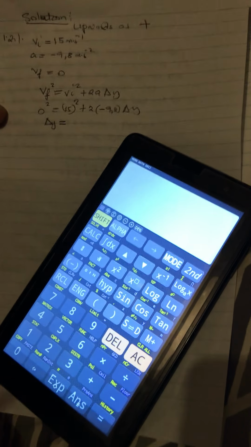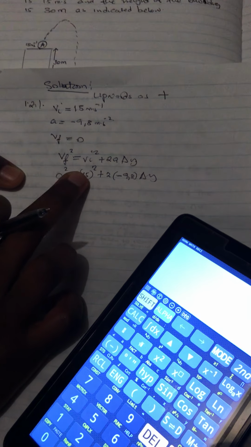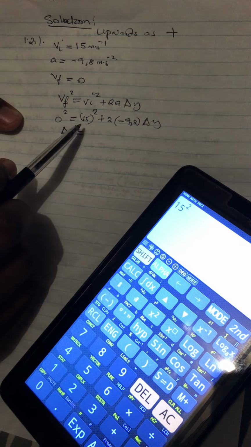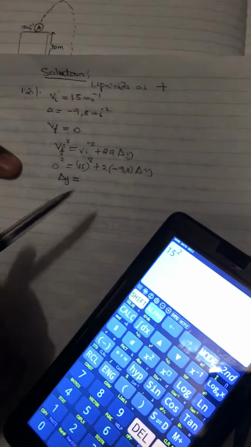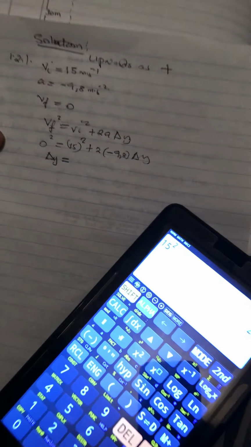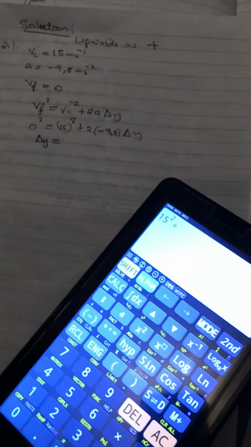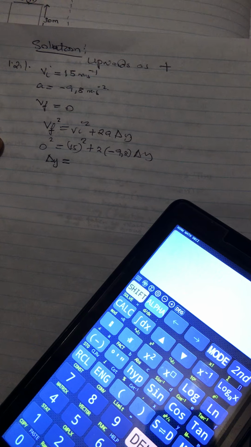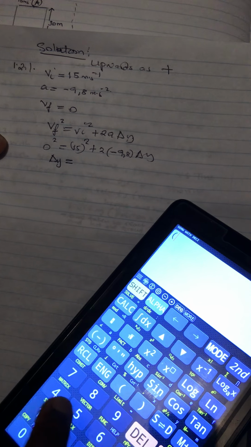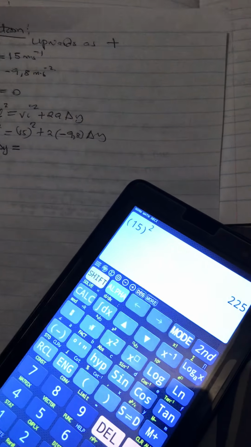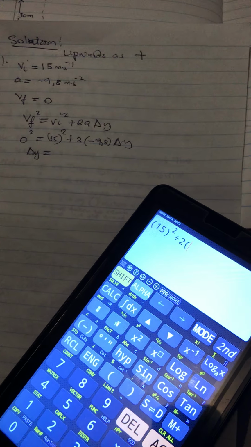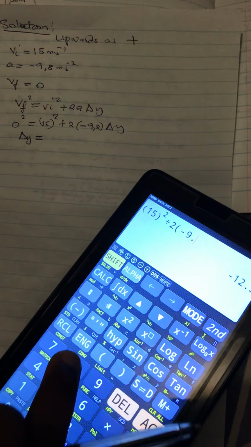Now we are going to solve. If you take this one to this side, it will be a negative number, so this is 15 squared. It will give us 225. Then it will be negative. Therefore, you divide it by negative 2 into, or rather, let's just do it quickly: open bracket 15 squared, then we divide it by 2 into negative 9.8.